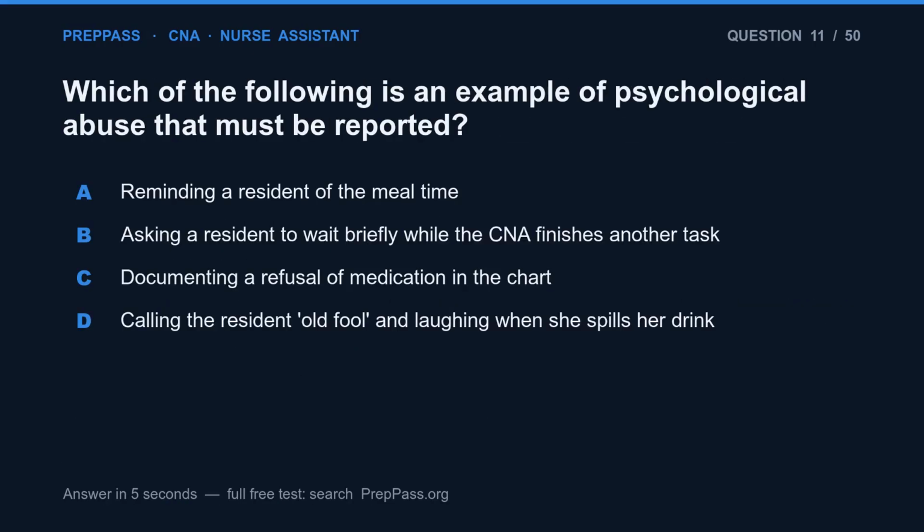Question 11. Which of the following is an example of psychological abuse that must be reported? A. Reminding a resident of the meal time. B. Asking a resident to wait briefly while the CNA finishes another task. C. Documenting a refusal of medication in the chart. D. Calling the resident "old fool" and laughing when she spills her drink.